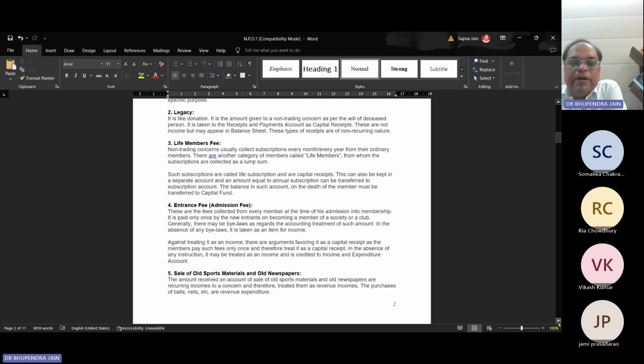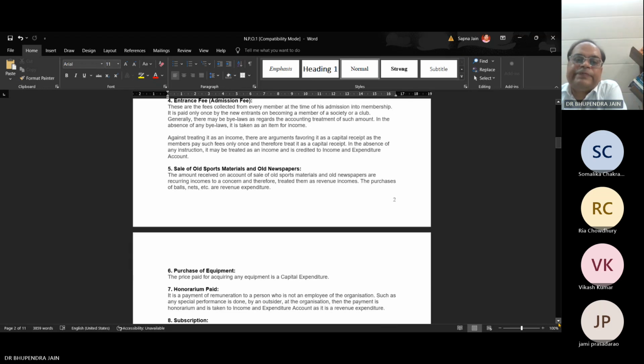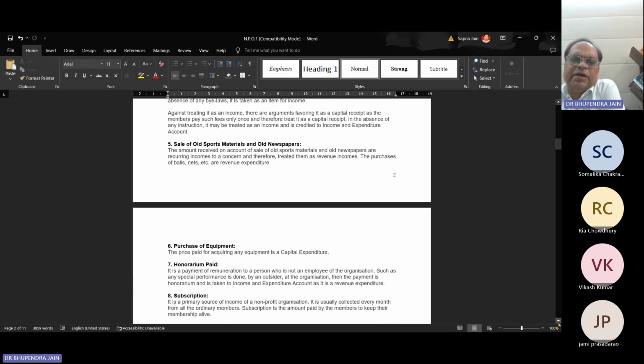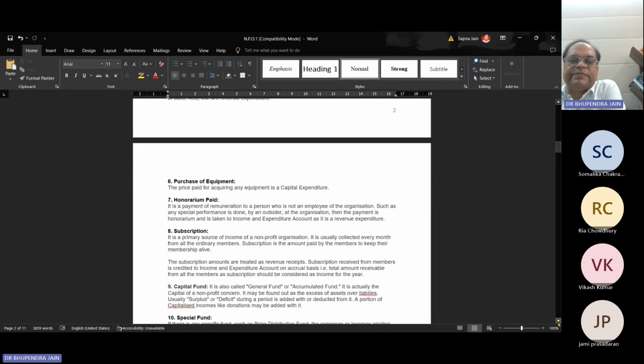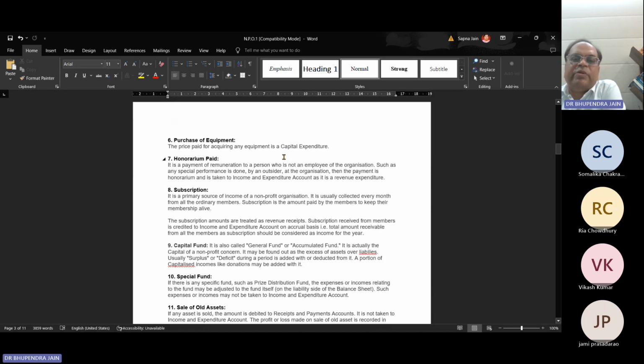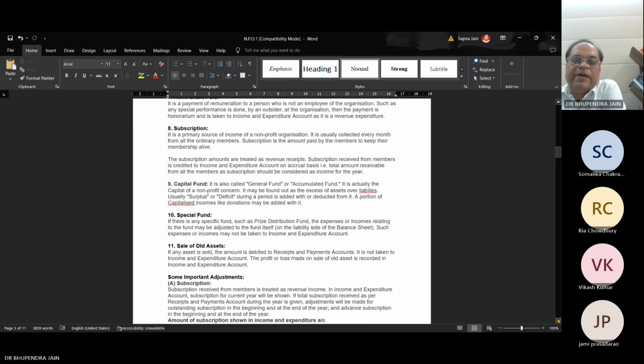Next is the sale of old sports material and old newspaper. Clear? Simple thing: if there is a sale, then income is generated, and we will transfer it to the income side. Now next is the purchase of equipment. This is a capital expenditure, and we will show it on the asset side of the balance sheet. Now the honorarium paid. If you pay an honorarium to any guest or any faculty, this is an expenditure. Clear? Now subscription we have done.